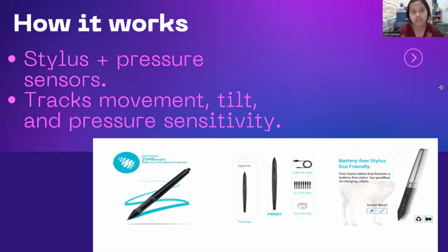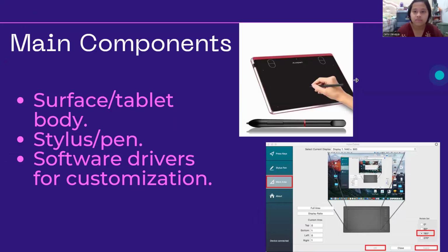So how it works is that it comes with a stylus plus pressure sensors. It tracks movement, tilt, and pressure sensitivity. As you can see, this is how it works. When you're using it to draw, you can feel the pressure on the screen. It comes in all types as well.